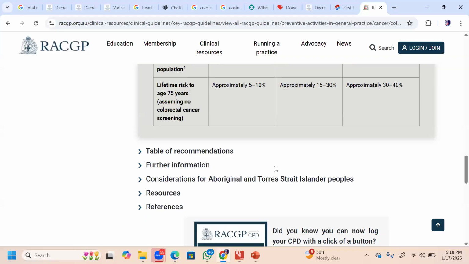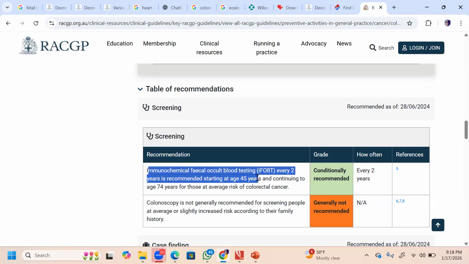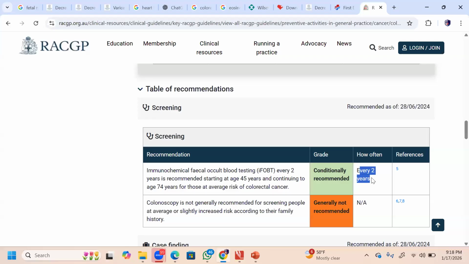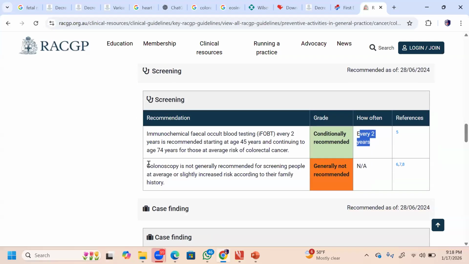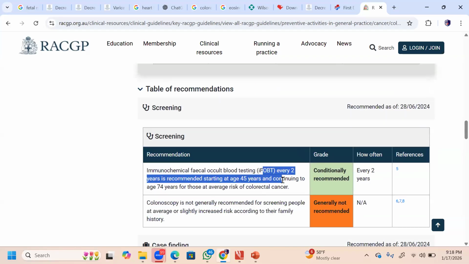Okay. So the next important one. For category 1, you have to go for a screening test like immunochemical fecal occult blood testing. Every 2 years is recommended, starting at the age of 45 years, continuing till 74 years of age. Okay, every 2 years. So this is important. What about colonoscopy? It is not generally recommended in the screening age group at slightly higher risk. Okay, so in category 1, the FOBT every 2 years starting from 45 years till 74 years.